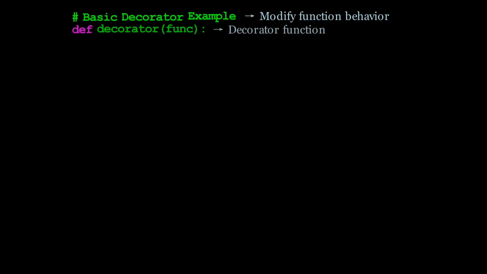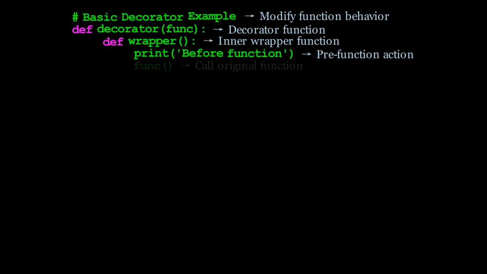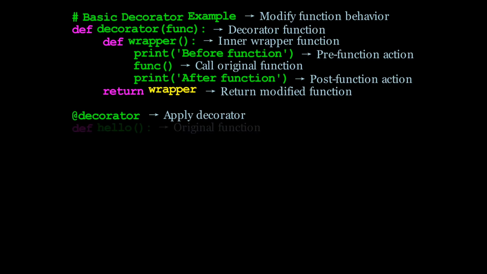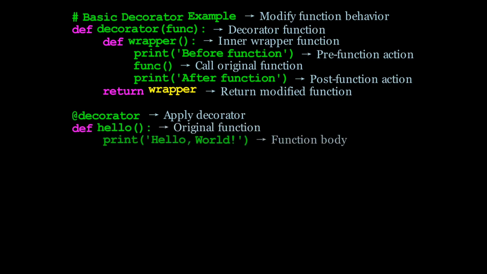In the example, our decorator function accepts a function as an argument and returns a new function called wrapper. The wrapper function adds behavior before and after calling the original function. When we call the decorated function, we are actually calling this wrapper. Notice the @decorator syntax. This is syntactic sugar for hello = decorator(hello). It's a cleaner way to apply the decorator to our function.